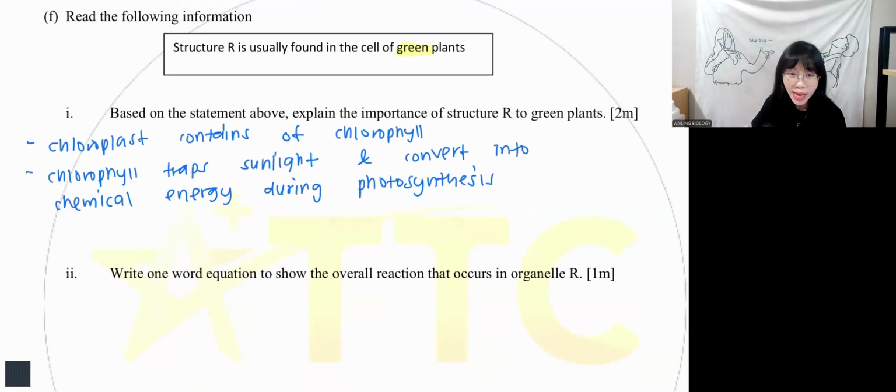So not chloroplast trap sunlight. It's the chlorophyll that traps sunlight. So we cannot say chloroplast trap sunlight. If you write chloroplast trap sunlight, your answer is wrong. It has to be chlorophyll trap sunlight.